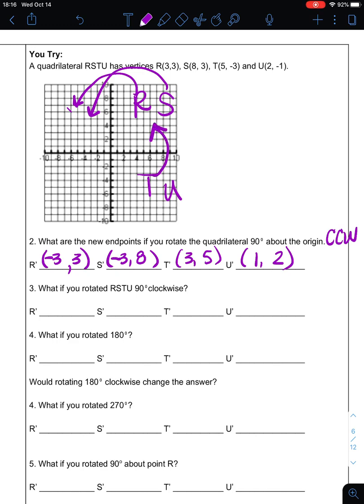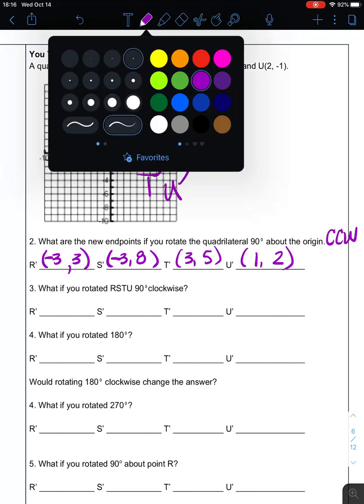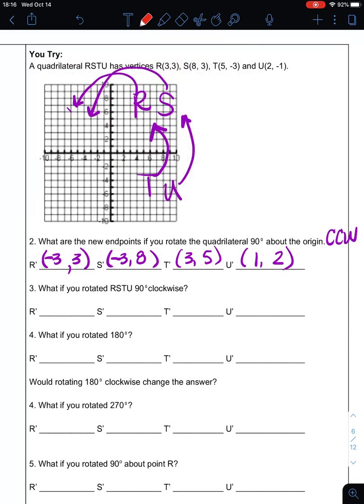T went 90 degrees, so it jumped up into quadrant 1, where it's positive, positive, and U went to quadrant 1, where it's positive, positive. So I'm done. That's it. That's all you have to do.